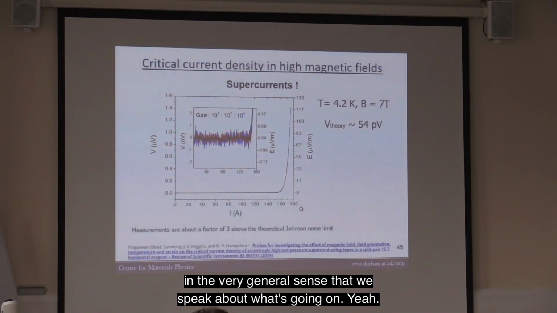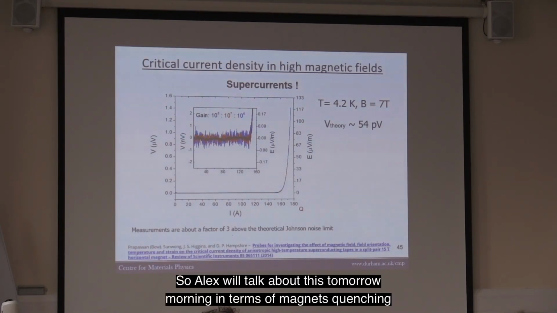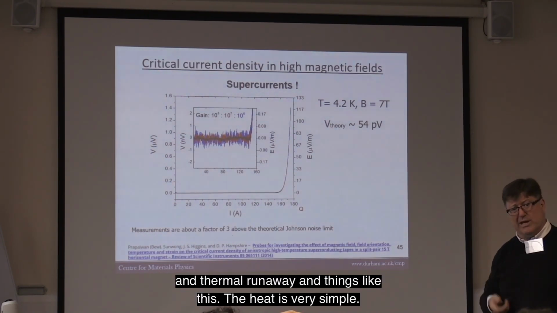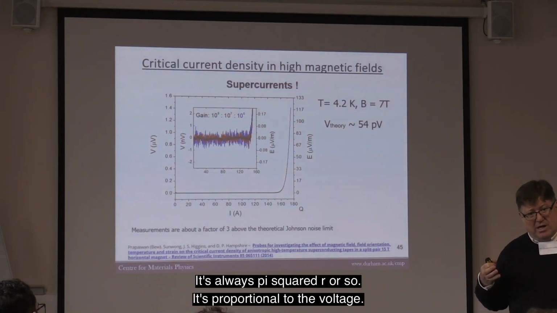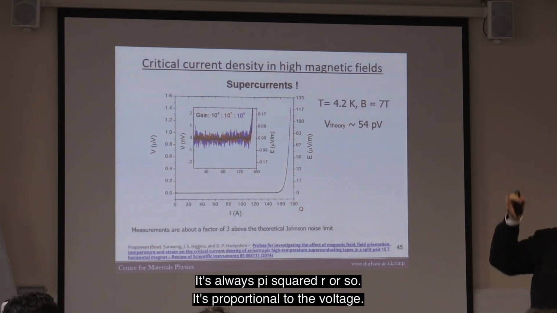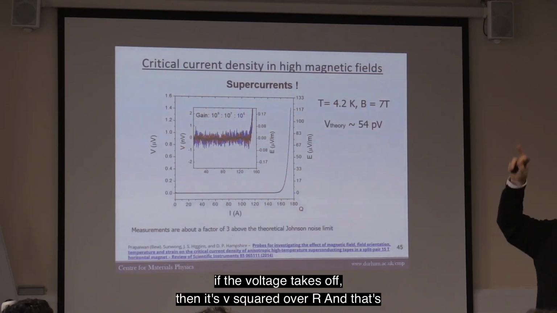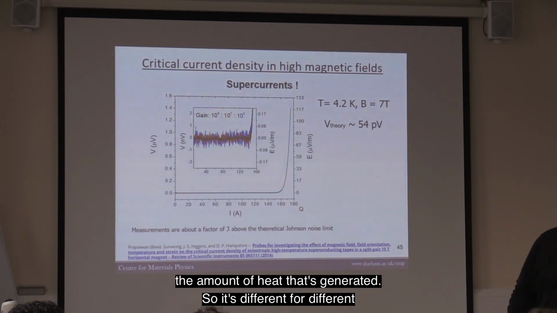You speak about fluxons flowing under the... what's the order of magnitude is defined by the critical heat that stores in the superconductor. So Alex will talk about this tomorrow morning in terms of magnets quenching, thermal runaway and things like this. The heat is very simple. It's always I squared R, or proportional to the voltage. So if we have a VI trace and the voltage takes off, then it's V squared over R, and that's the amount of heat that's generated.